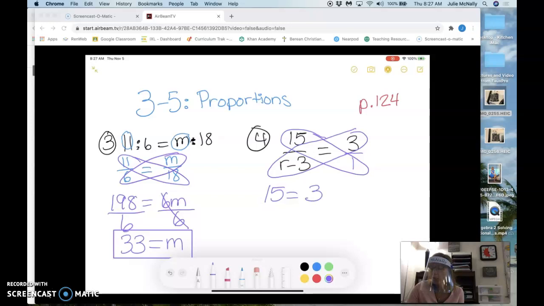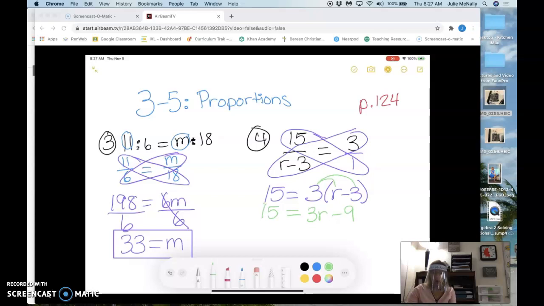So I'm going to do it like this because I have to use what property to multiply those out? Yes, distributive property. So right now I'm just kind of keeping the 15 the same. And 3 times r is what? 3r. And 3 times negative 3? Negative 9. Good. Okay, so now I'm just going to keep solving like I normally would solve an equation.